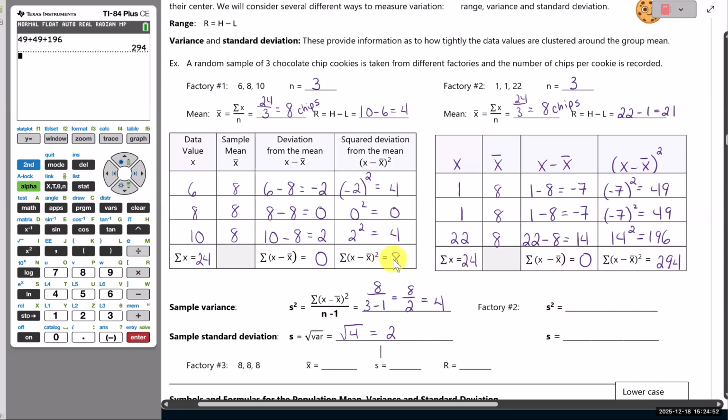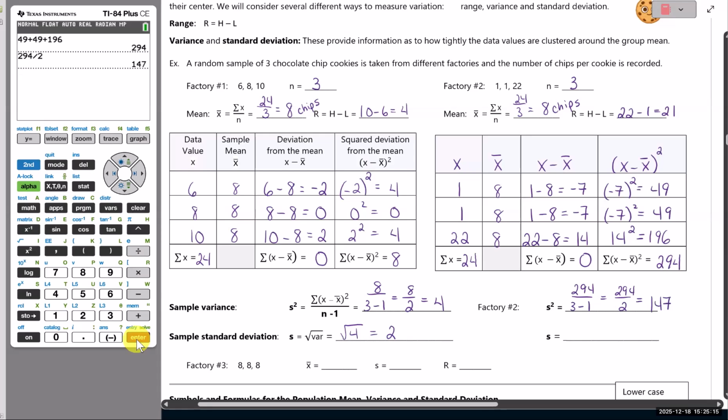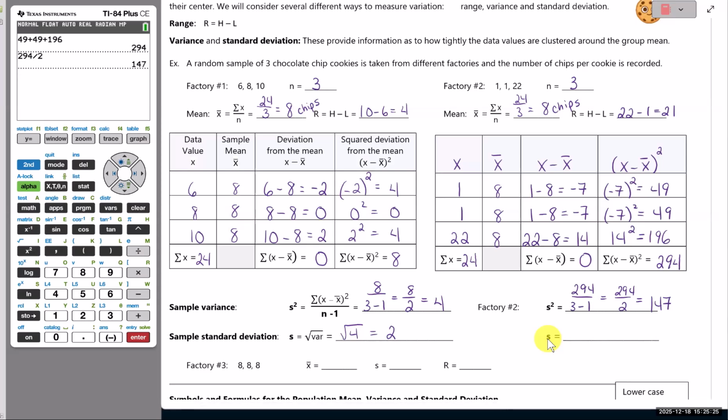All right, so S squared is the variance. The numerator now, instead of 8, is 294. And we're still dividing by 3 minus 1 because 3 cookies in the sample. So now we have 294 divided by 2. So 294 divided by 2, 147. So that's certainly bigger than 4. And then, like I said, usually instead of variance, we'll be working with standard deviation. So this is S, and it's the square root of what we got for the variance.